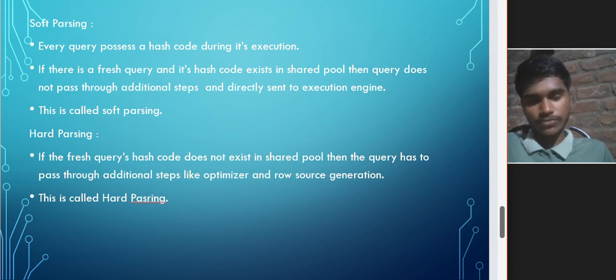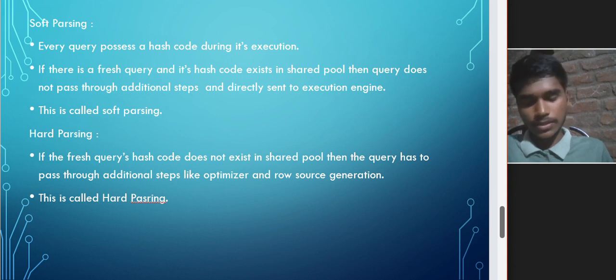But if the query's hash code does not exist in the shared pool, which means the query is not executed yet, the query is passed into additional steps like the optimizer and row source generator. This is called hard parsing, which means it has to undergo some additional steps to get to the last phase of the query processing. So let's see what the optimizer and row source generator are.